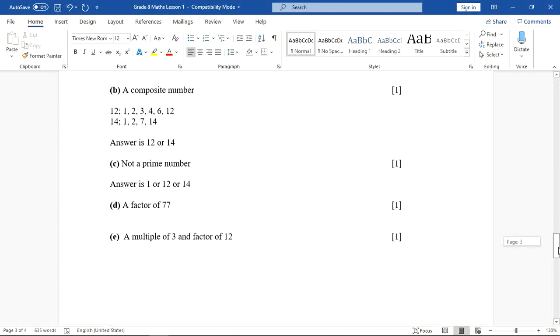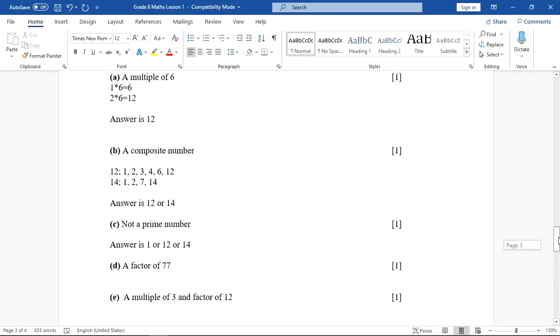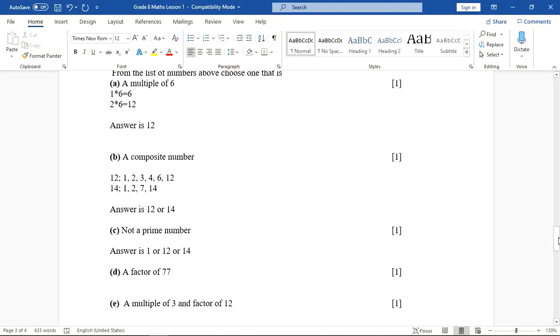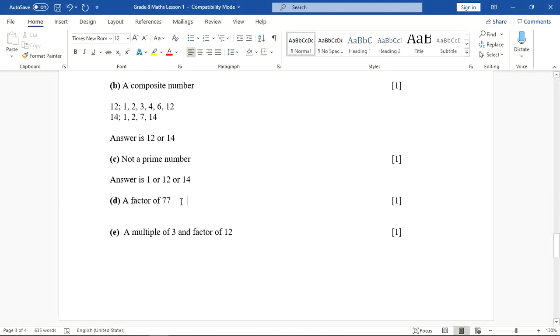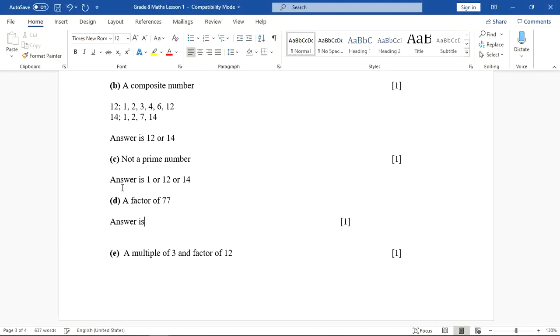And then part D says we want a factor of 77. A factor is a number that goes into another number without a remainder. If you look at all these numbers, there are only 2 numbers that can divide 77 here. That's 7 and 11. In fact, 7 times 11 gives you 77. So the answer is either 7 or 11, because there's only 1 mark, you only give 1 answer. If there were 2 marks, you would give both answers.